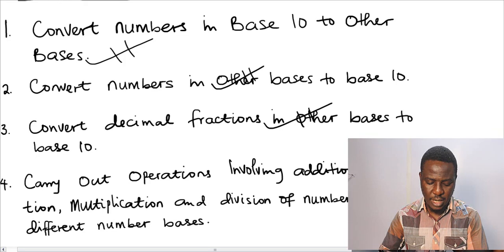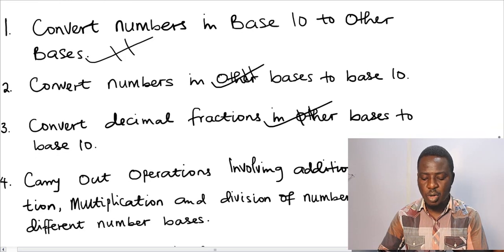Today's class is a continuation of our previous classes on number-based systems for senior secondary 1. In today's class, we shall be looking at the following objective, which is to carry out operations involving addition, subtraction, multiplication and division of numbers in different bases.